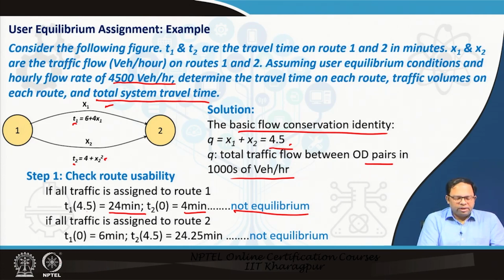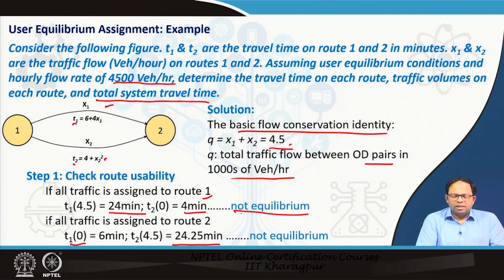Then if we do the other one, that is T1 with x1 equal to 0, we get 6 minutes, and the other one becomes T2 with x2 equal to 4.5. We use 4.5 over here, and we get 24.25 minutes as the travel time. So you can understand that this one is lower than 24 minutes. So automatically that means there would be more traffic in this particular route.